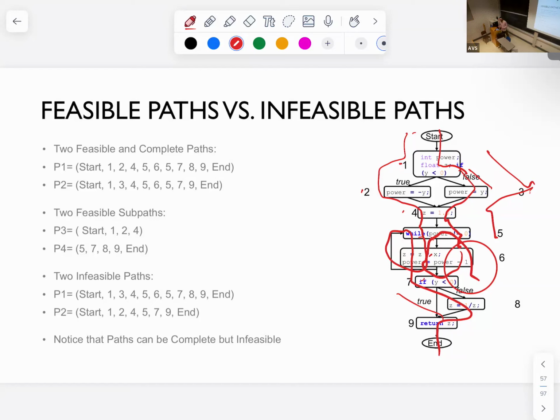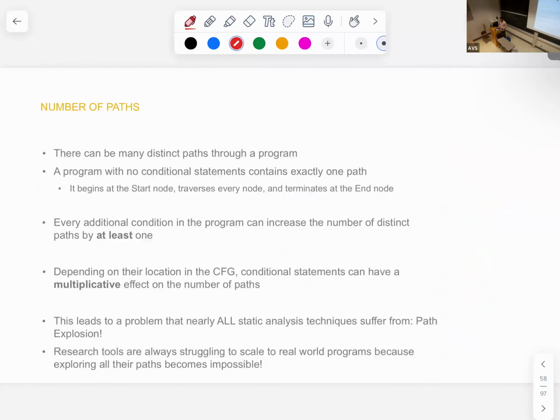In other words, you have to understand that depending on the input and depending on the control flow, not all the paths are feasible paths. Okay? And that's why it's important when you use control flow integrity. And then, of course, you want to count the number of paths, and this is something that we might ask you to do in future.